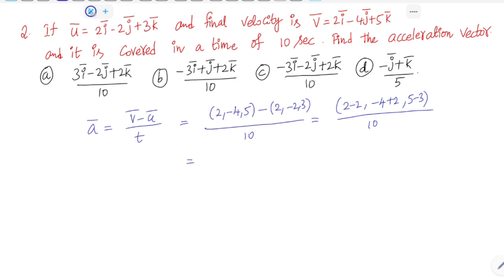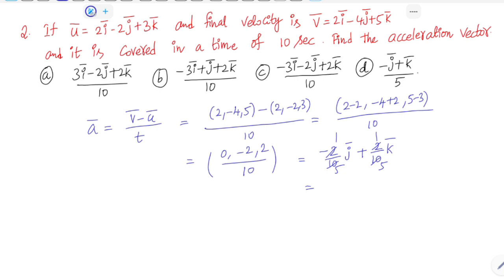Now it is equal to 2 minus 2 is 0, minus 4 plus 2 is minus 2, 5 minus 3 is 2, by 10. Now converting this into vector form, you will have minus 2 by 10 j bar plus 2 by 10 k bar, because the i component is 0 here. In that case, you can write this as minus 1 by 5 j bar plus 1 by 5 k bar.